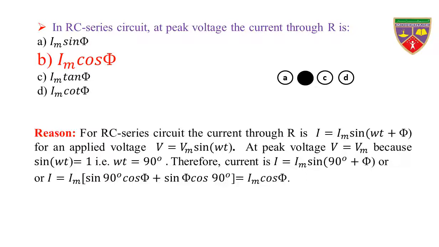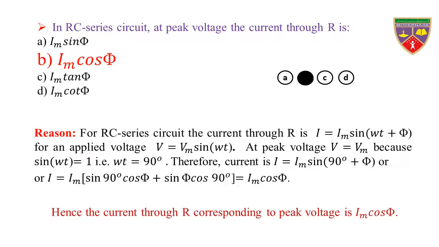Therefore, current is I equal to Im sin of 90 degree plus phi, or I is equal to Im sin 90 degree cos phi plus sin phi cos 90 degree, which is equal to Im cos phi, because cos 90 degree is 0 and sin 90 degree is 1. Hence, the current through R corresponding to peak voltage is Im cos phi.